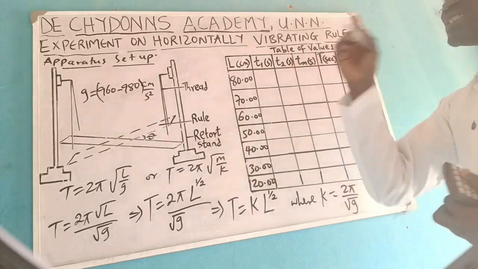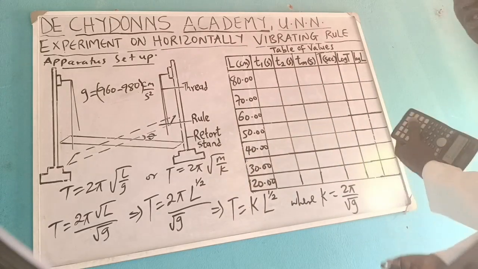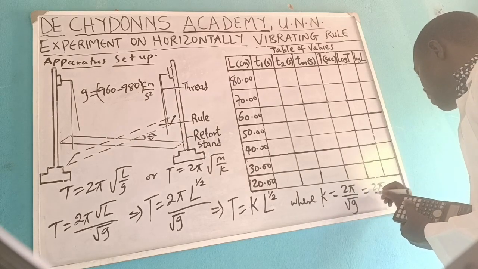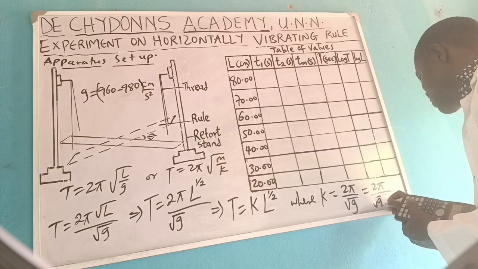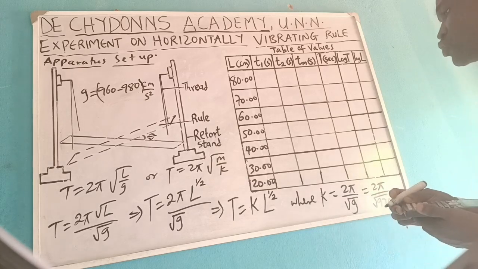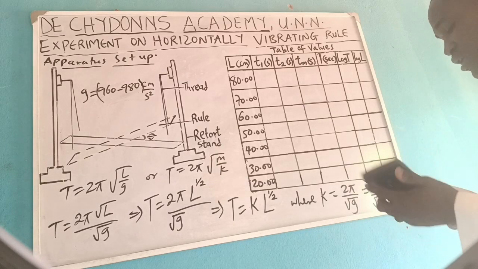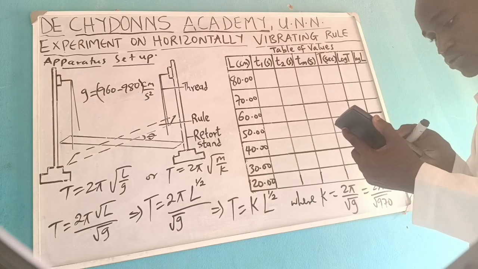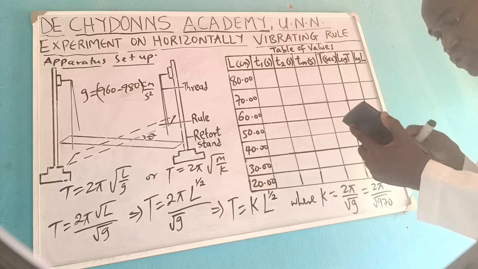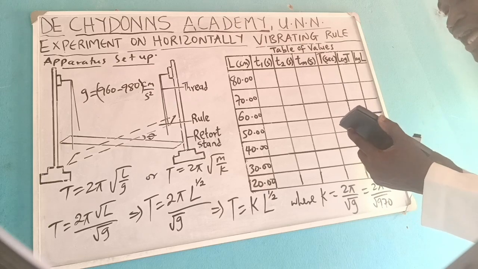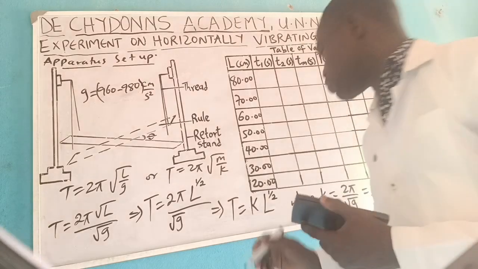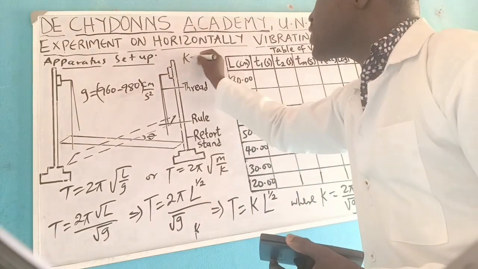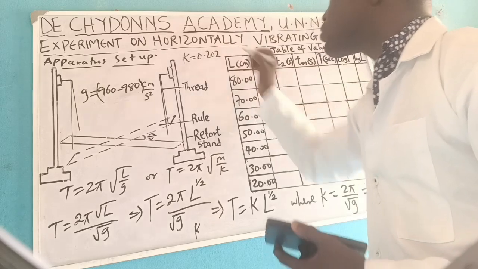And so let's take 970, because I said use either 960 or 970. You will be having 2 pi all over root 970. So 2 pi all over root 970 should give you what? 2 shift pi divided by root 970. That will give you 0.202. That means our K is equal to 0.202.